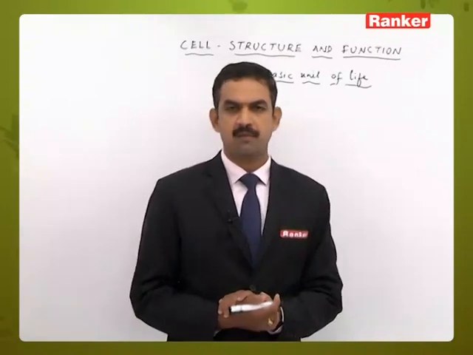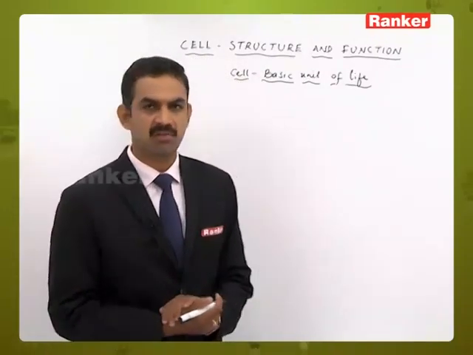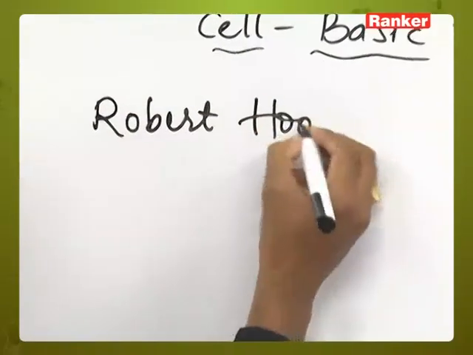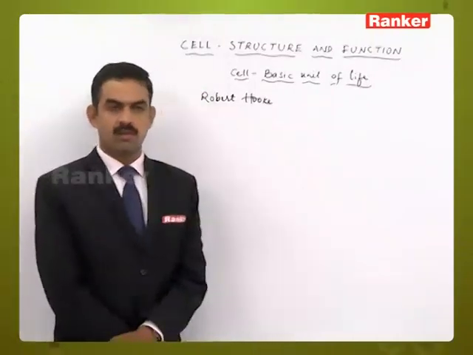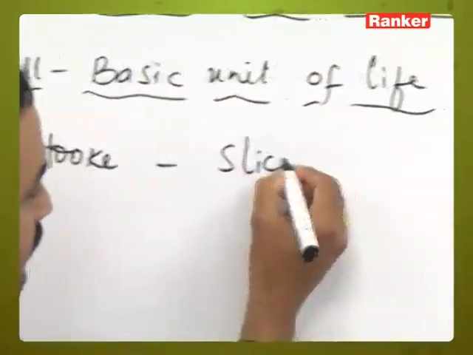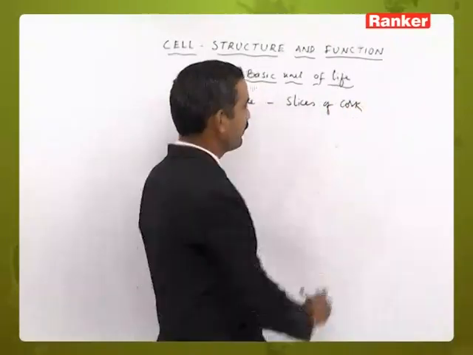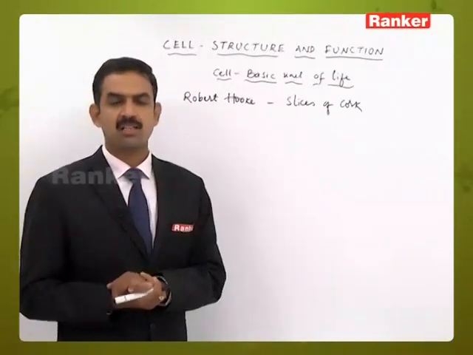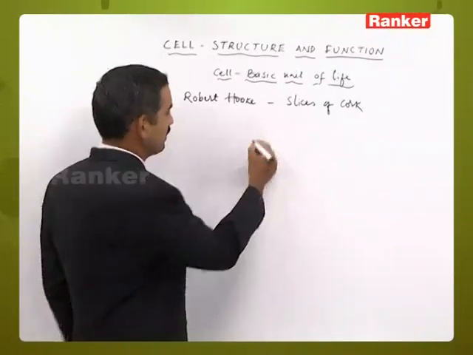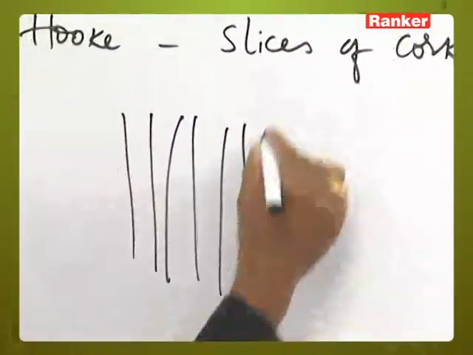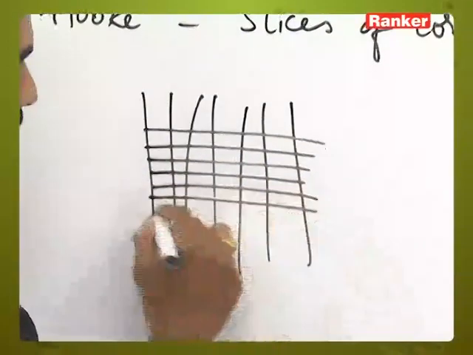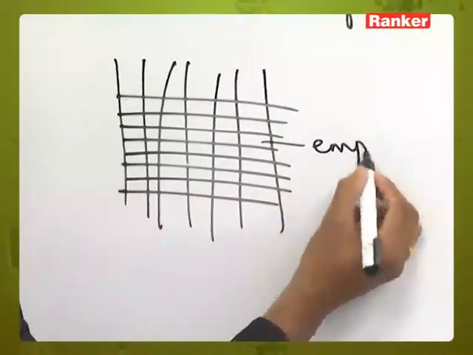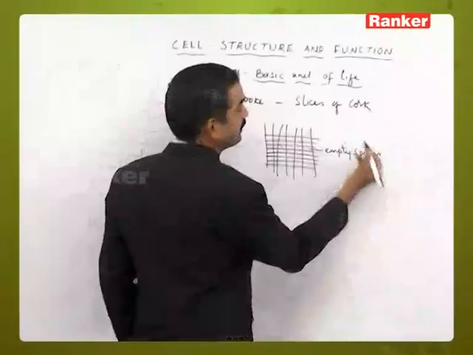The cells were first discovered by the scientist Robert Hooke. He observed slices of cork tissue under the microscope, or the lens, to be precise. He observed honeycomb-like structures, where we can see empty spaces. This organization was first identified by Robert Hooke, and these are the empty spaces that were observed by the scientist.